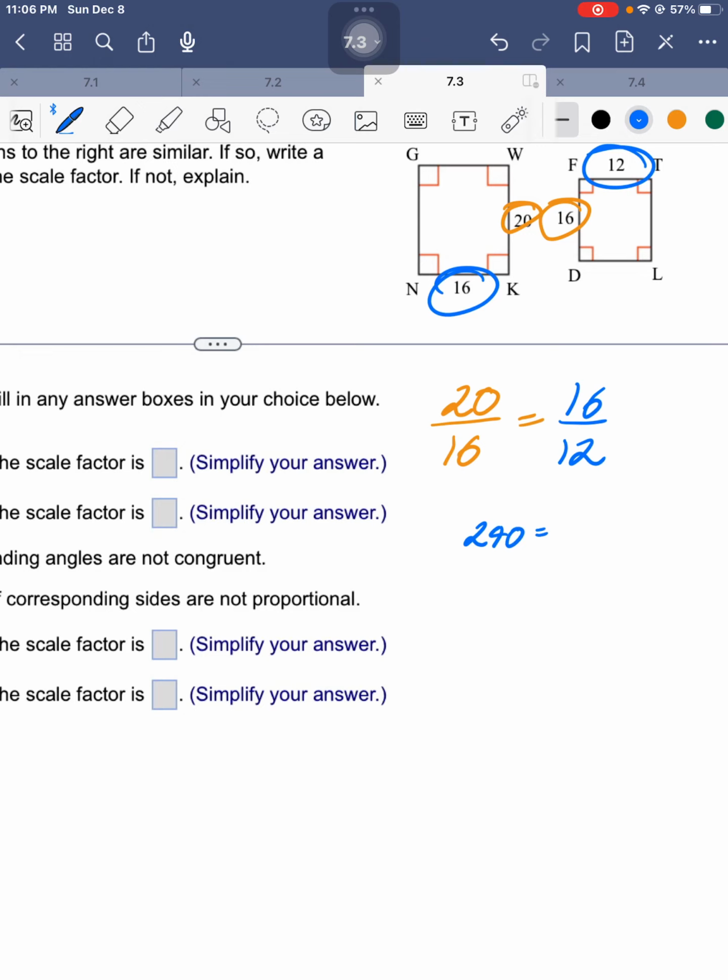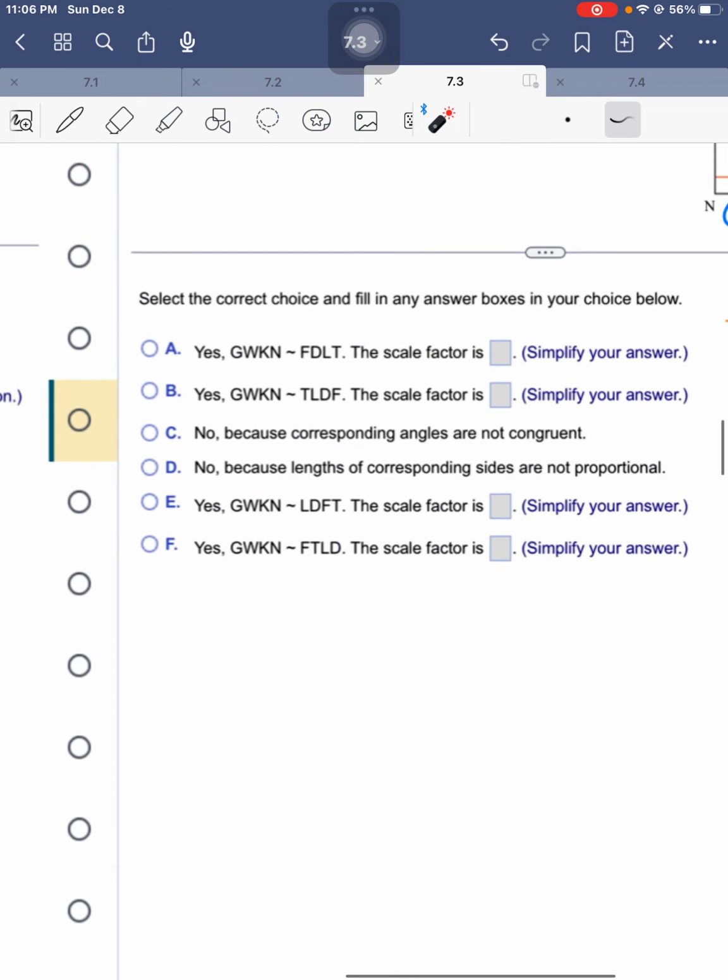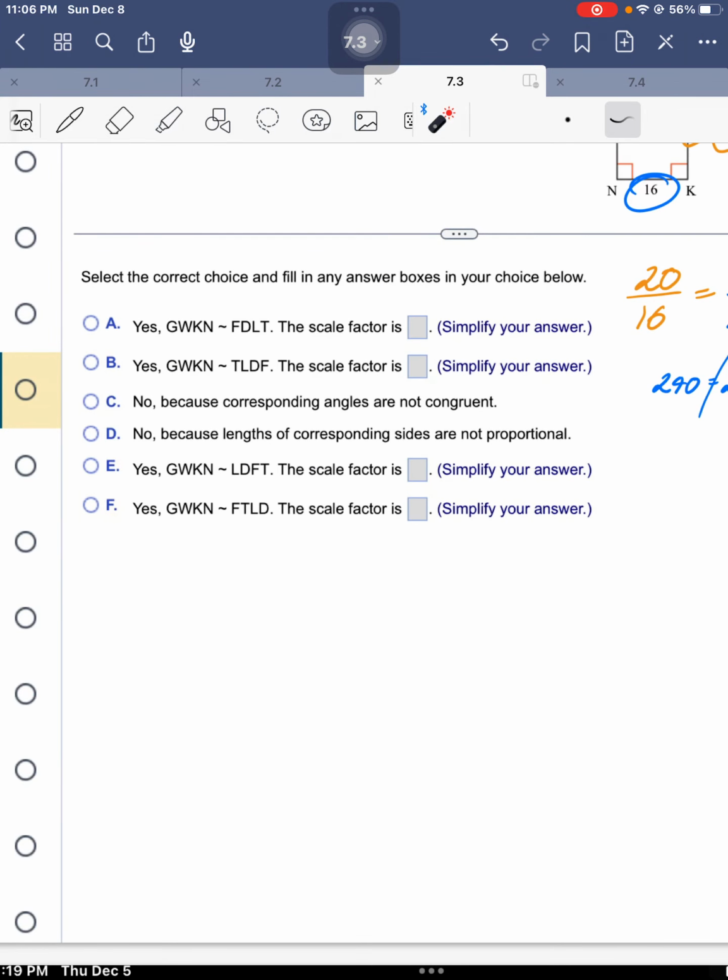So what's 20 times 12? 240. Is that equal to 16 times 16, which is 256? Are those equal? No, so it's not a true proportion. So even though the corresponding angles are all congruent, you do not have proportional side lengths. So if you don't have proportional side lengths, then your figure is not similar. So the answer is no.